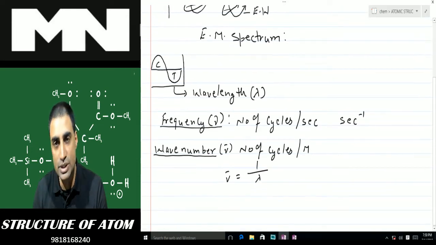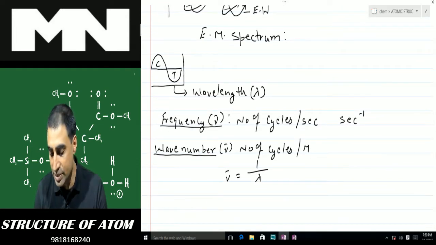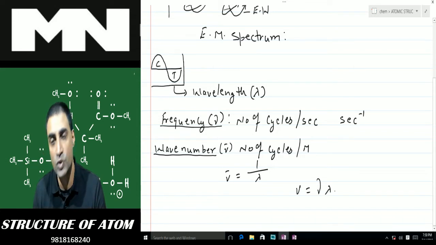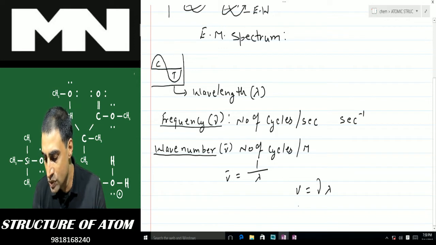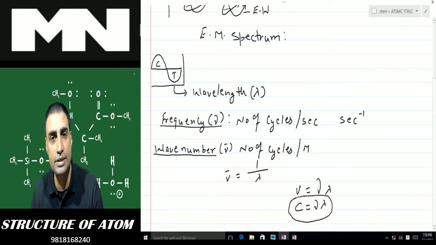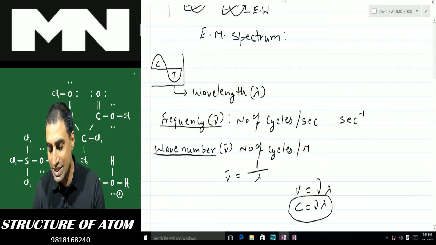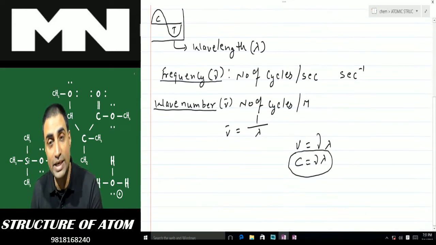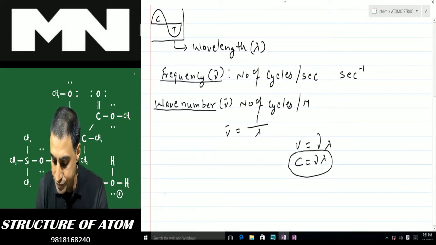The basic wave equation is what? According to the basic wave equation, the velocity of a wave is always equal to the product of frequency and wavelength. So in this case, we can say c is equal to nu lambda. c, as I told you earlier, is the velocity of light, because light again is an electromagnetic radiation. So these are the basic formulas. Now I'll show you different types of electromagnetic radiations.